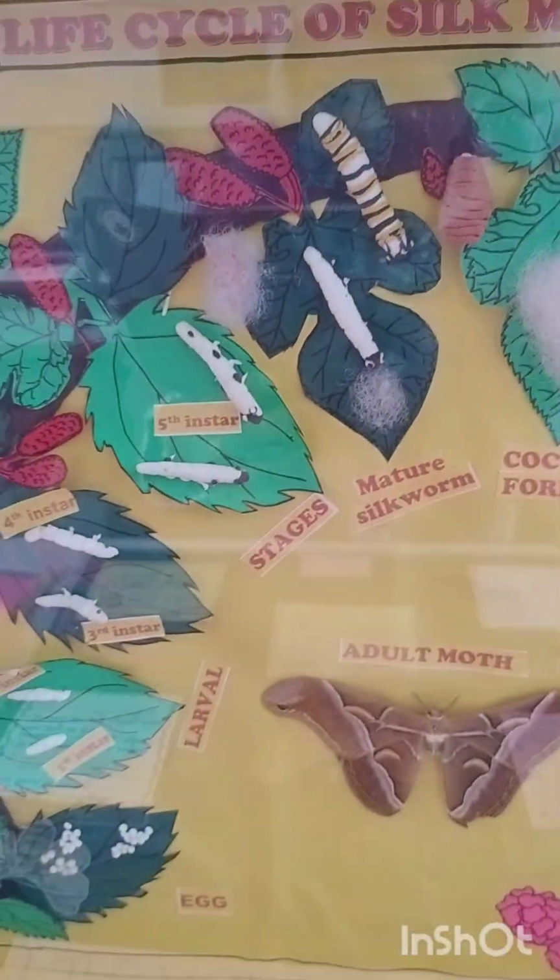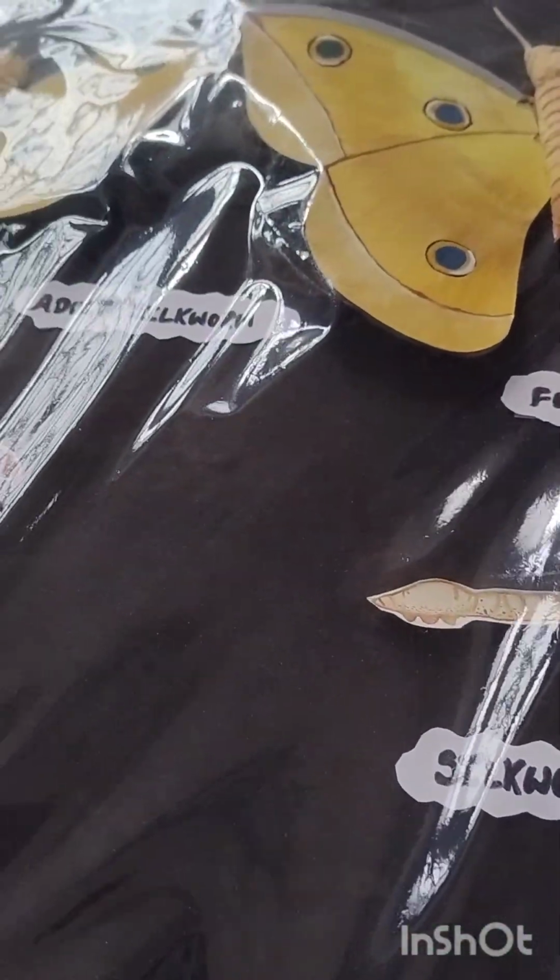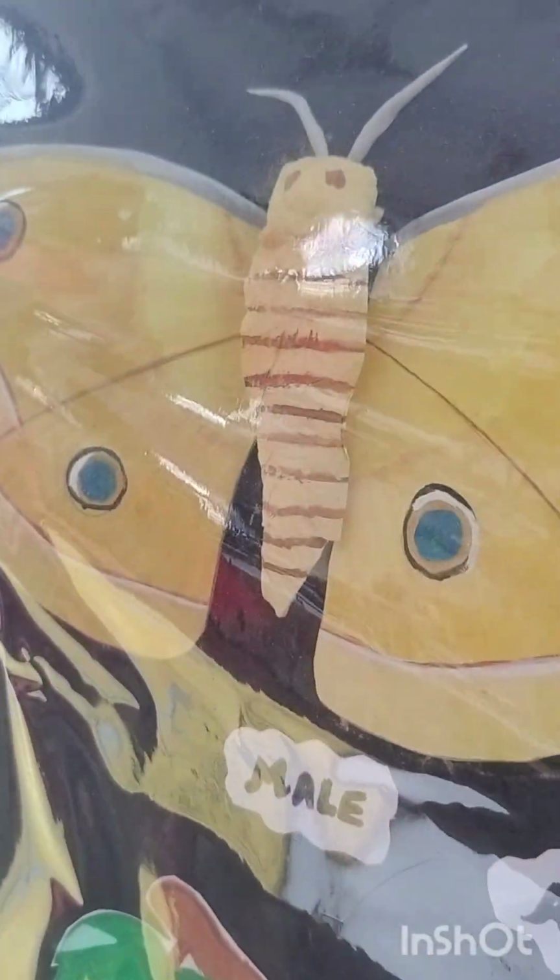So life cycle, then after it, you can see its complete life cycle, again prepared by one of the student. It is showing different stages. Eggs, beautifully pasted with the help of beads. This is cocoon, silkworm. This is cocoon developing and fully grown cocoon, and adult male as well as the female.